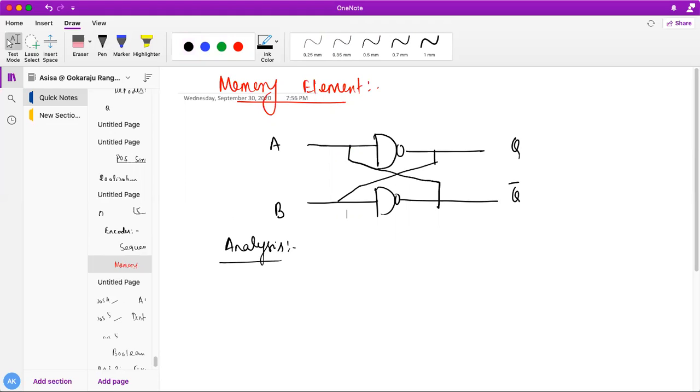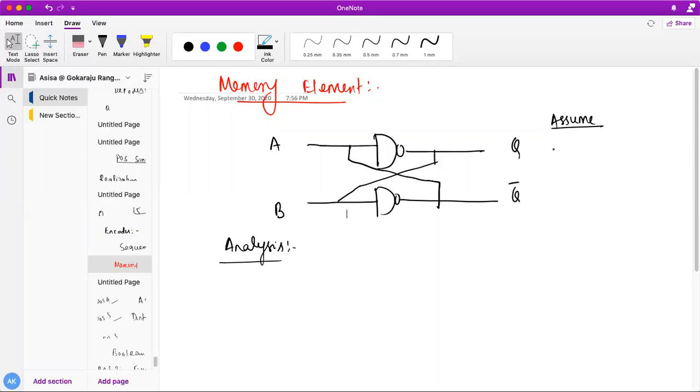Always remember, in the case of sequential logic design, you first have to assume that initially the outputs are present as 0 and 1. That is a fundamental assumption. What is the fundamental assumption? The output of the memory element generally consists of 0 or 1. Somebody will take 1 0, somebody will take 0 1, like this.